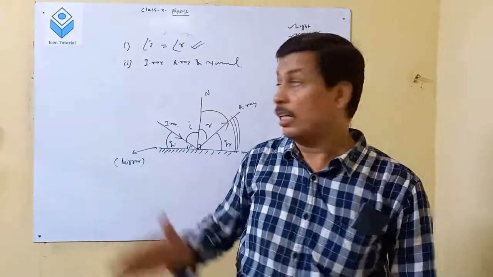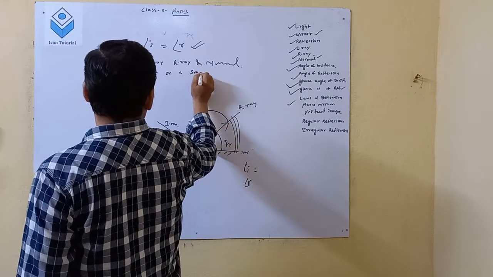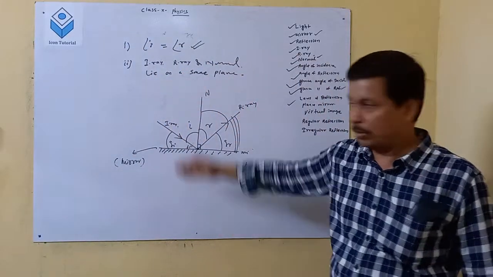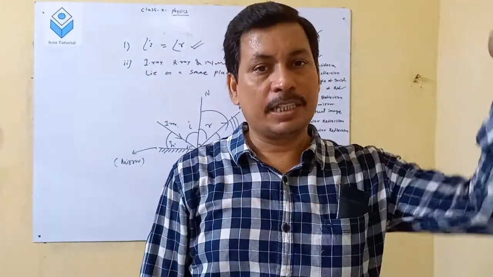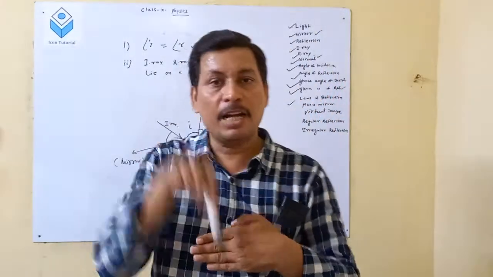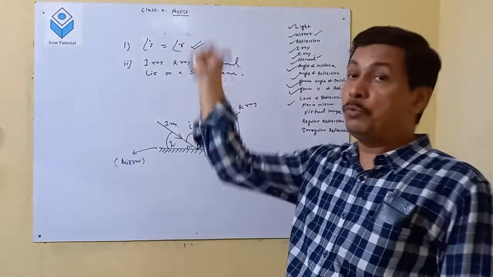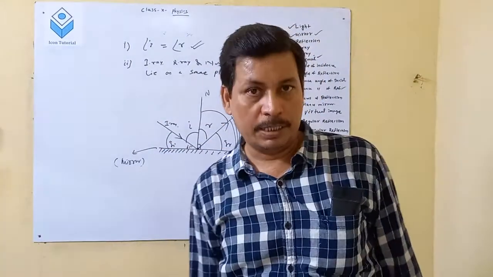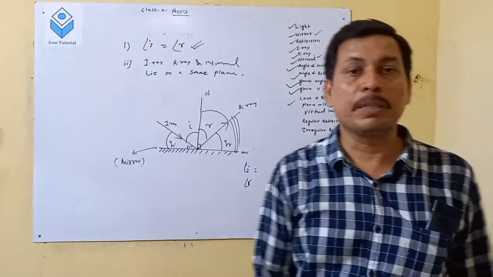The three rays lie on the same plane. So this board is also one plane, and all the rays, incident ray, reflected ray, and normal, lie on the same plane. The floor is another plane. The roof and floor we can consider as one plane, right? This wall is also one plane. This wall and the floor, these two planes are perpendicular to each other.